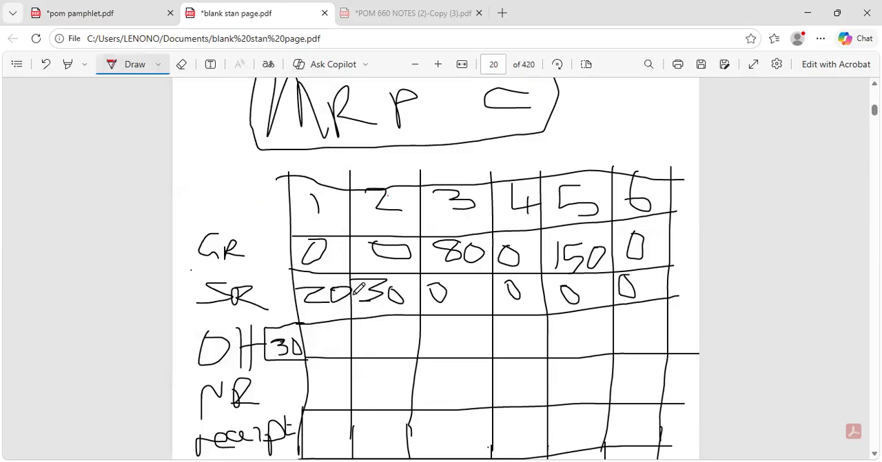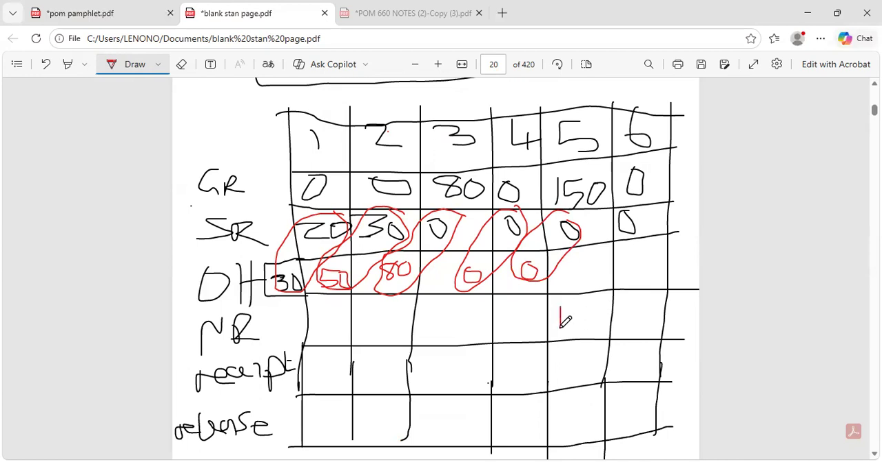So we are going now to say 30 plus 20 minus 0 is 50. Then 50 plus 30 minus 0 is 80. 80 plus 0 minus 0 is 0. 0 plus 0 minus 0 is 0. 0 plus 0 minus 150. What are we having? Minus 150. Net requirement of 150.